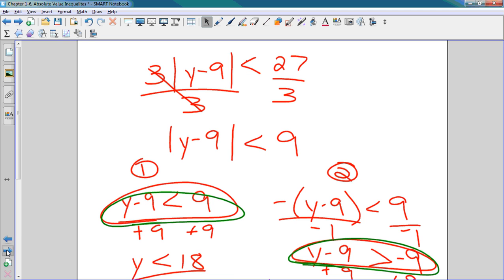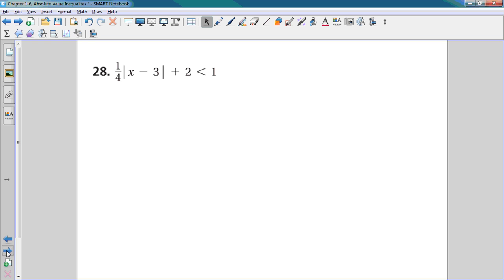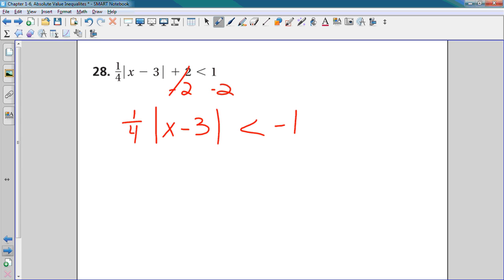This is the same one. Here we go. Step 1, I'm going to go ahead and do this one without the steps beside me. If you guys need your steps, get out the steps that you had. Step 1, isolate the absolute value so that we can create a compound inequality where we have a case 1 and case 2. So the first thing I have to do here is subtract 2. Okay, so I have 1/4 times the absolute value of x minus 3 is less than -1. I still have the 1/4 attached to the absolute value.